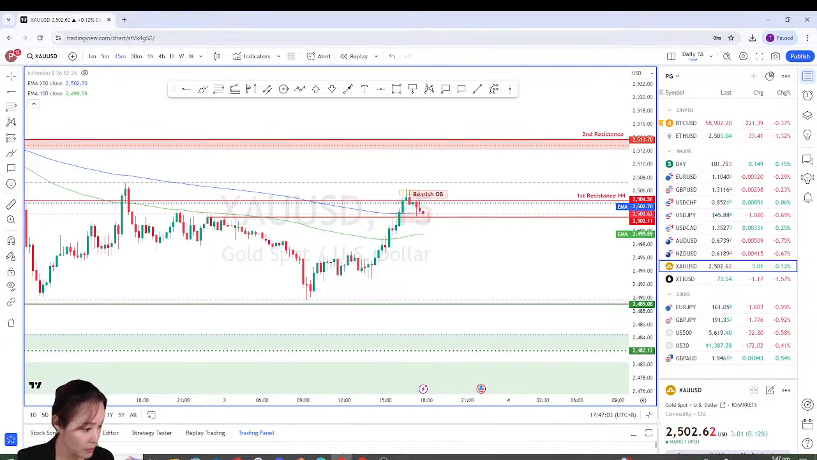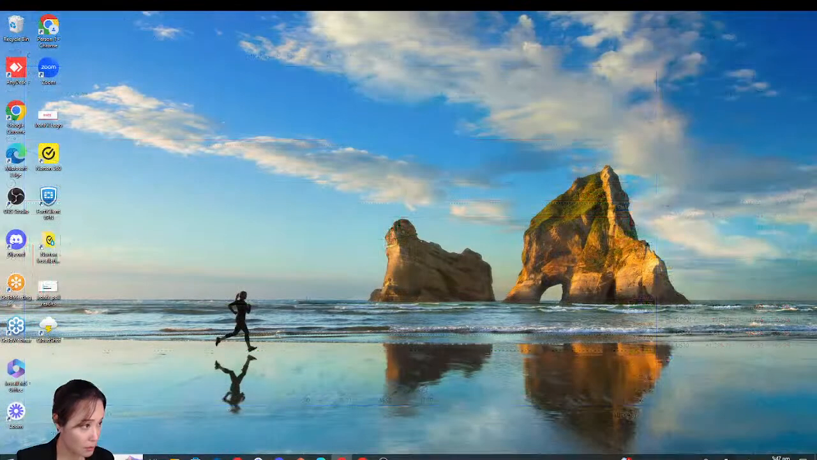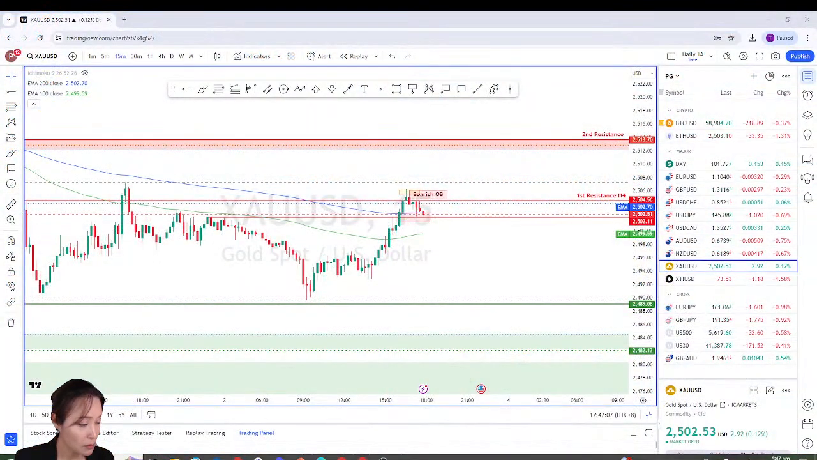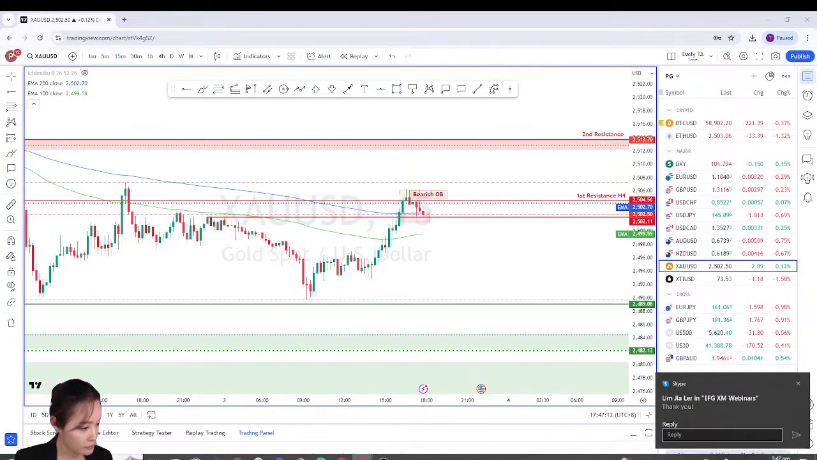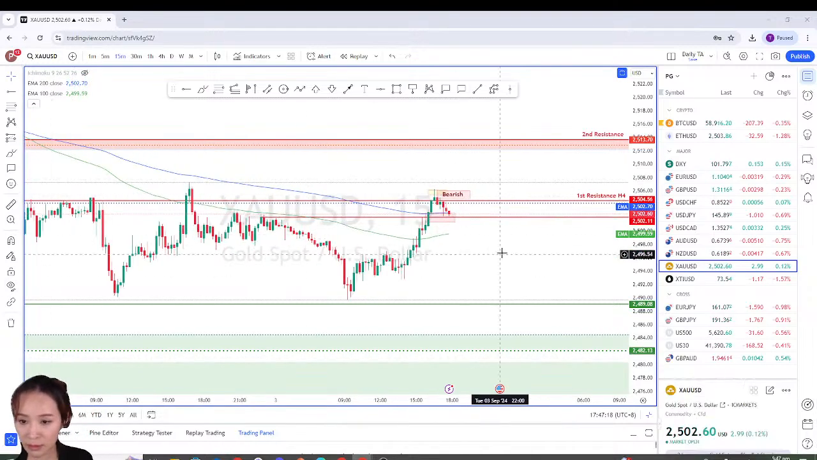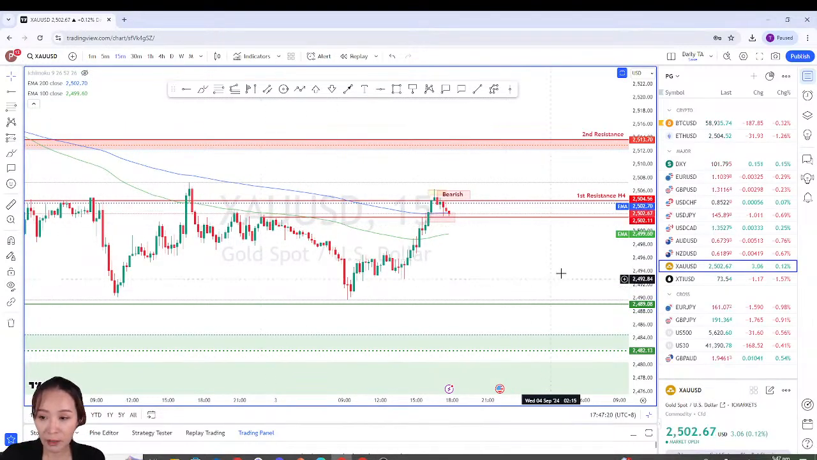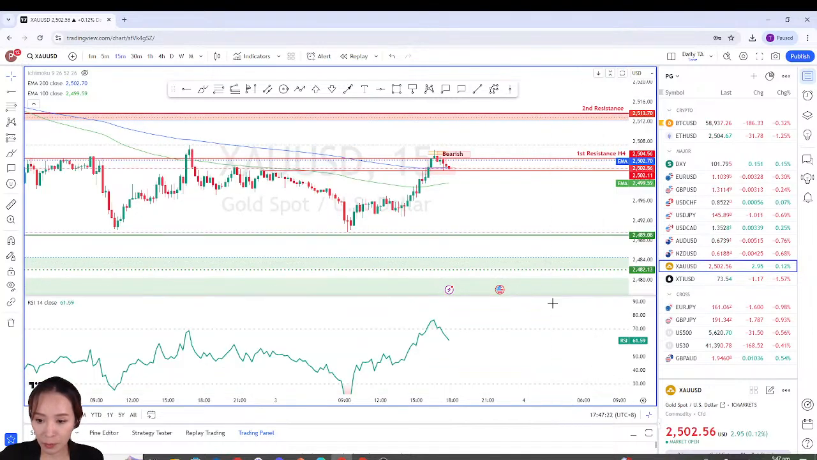That would be a divergence as well. Some of you asked me a question. Hello from Brazil, hello from Singapore. Let me pull out the right side.